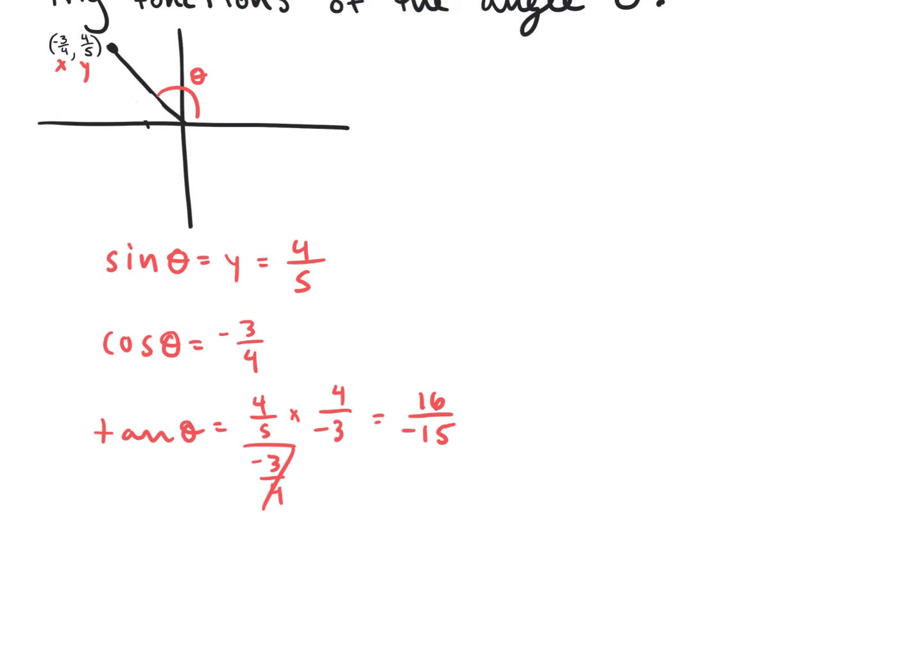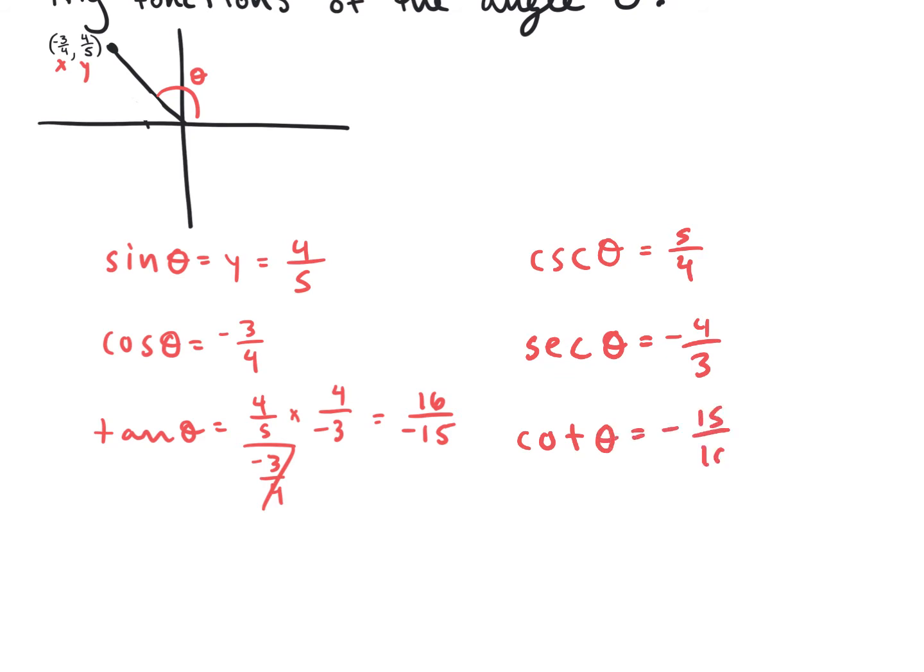All right, so next we have to do our reciprocal functions. So cosecant theta would be what? 5 over 4, so we just flip sign. Secant is just the reciprocal of cosine, so that would be negative 4 over 3. And then cotangent is the reciprocal of tangent, which would be negative 15 over 16.